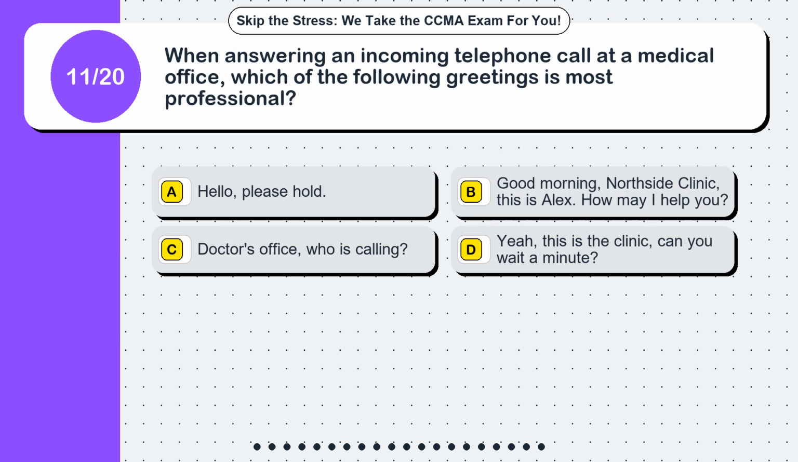Question 11. When answering an incoming telephone call at a medical office, which of the following greetings is most professional? Option A: Hello, please hold. Option B: Good morning, Northside Clinic, this is Alex. How may I help you? Option C: Doctor's office, who is calling? Option D: Yeah, this is the clinic, can you wait a minute?